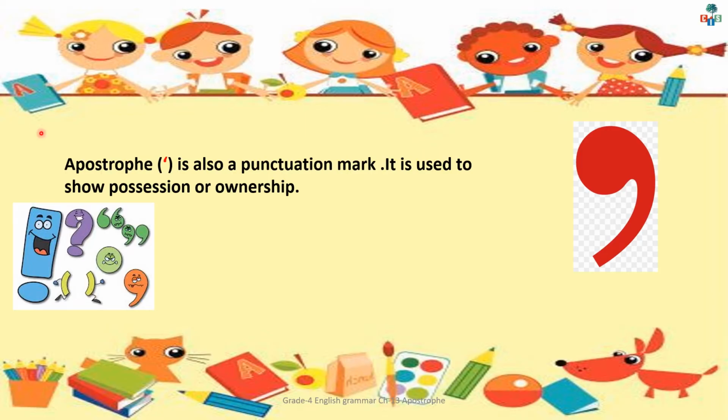Children, as you learned about punctuation marks like full stop, question mark, exclamation mark, so apostrophe is also a punctuation mark. It is used to show possession or ownership. See, this mark is known as an apostrophe mark and it is used to show possession or ownership. Means something belongs to someone. Let's see the examples.